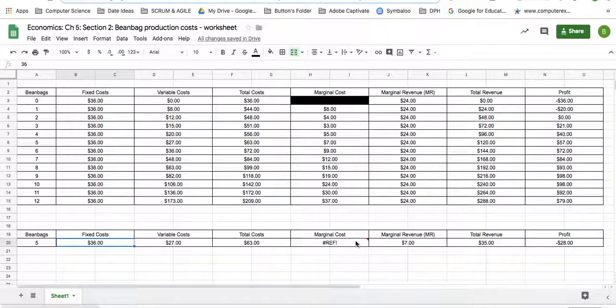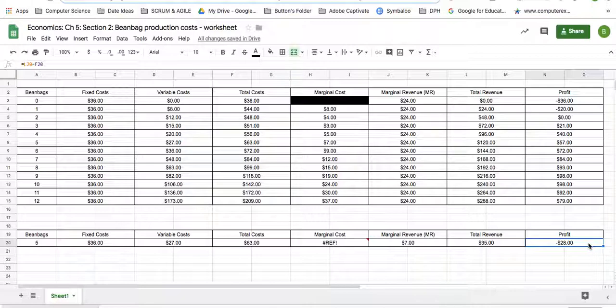Now, in the notes, we talked on the last slide, or one of the last slides in Chapter 5, Section 2, about the shutdown idea. And the idea behind this is, what if the price of our beanbags dropped to $7? And so now our revenue is at $7. And we're going to use 5 beanbags for an example. So we have the 36, the 27, total cost 63. We're taking those same numbers from right here. And then our marginal cost is 7. Marginal revenue is 7. Total revenue will be 35 and the profit will be negative 28.